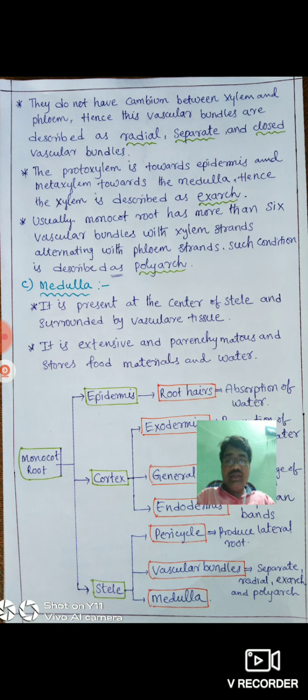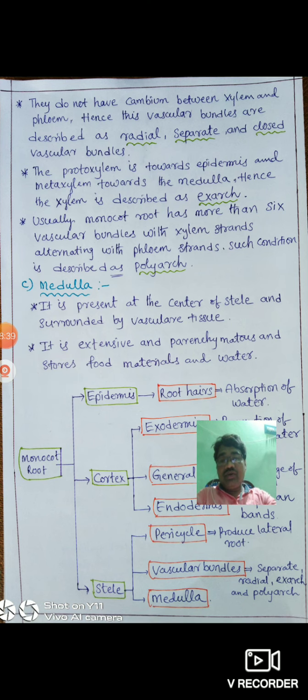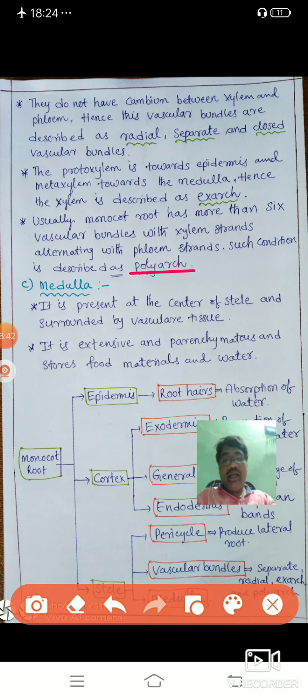Usually, monocot root has more than 6 vascular bundles with xylem strands alternating with the phloem strands. Such a condition is called polyarch condition. This is the most important identification of monocot root, the polyarch condition. In a dicot root, tetrarch condition: 4 xylem bundles and 4 phloem bundles alternate to each other on the same radius. So that is tetrarch condition in a dicot root, polyarch condition in a monocot root.